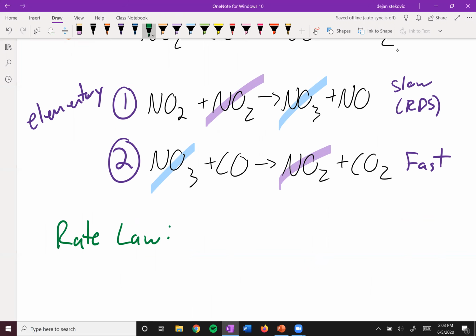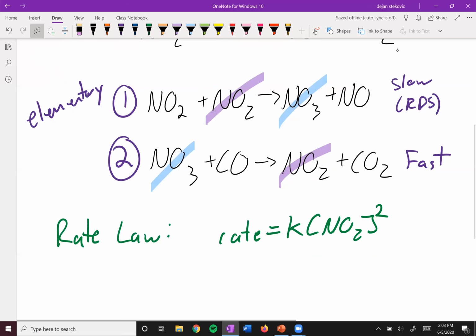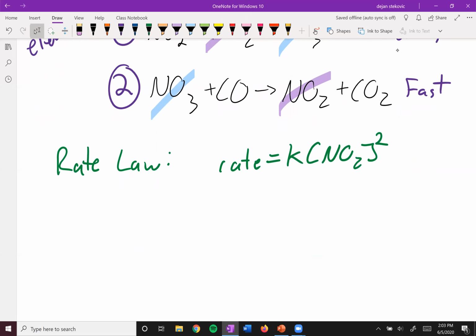And because our first step is the slow step, it is the only thing that matters. And so we can write straight away, rate equals k[NO2]^2, right? How fast this reaction is going to go only depends on NO2, because as soon as that NO3 is formed, it's going to react with the CO very quickly, right? So when the RDS is first, it's the only thing that matters.